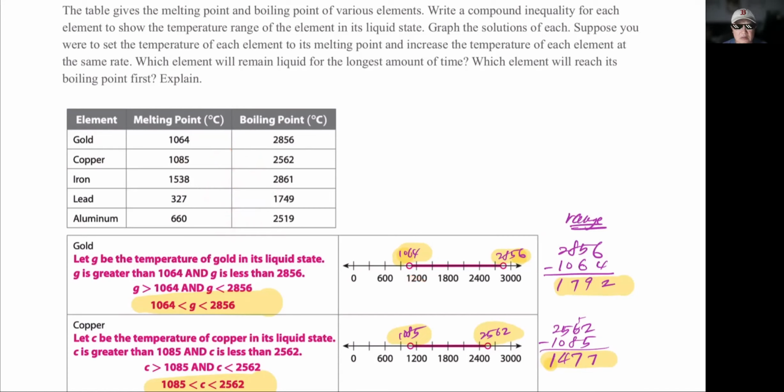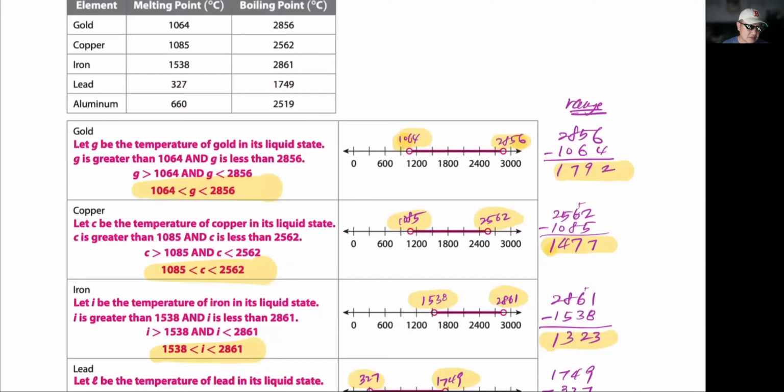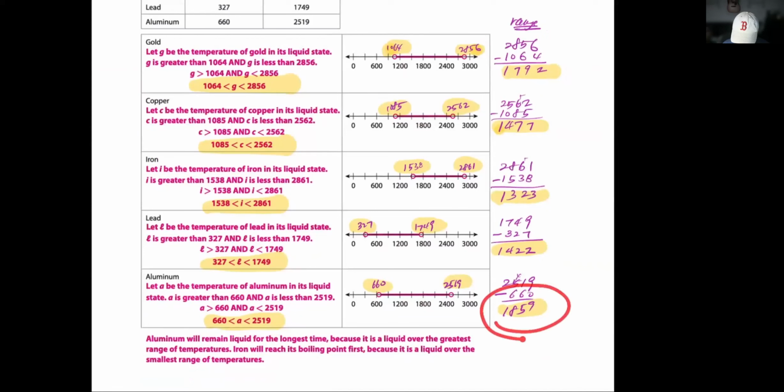Make sure you do not include the endpoints, because those endpoints are transition points, so you don't want to include them. And here the range was 1792. When you subtract the high and the low, that is the boiling temperature minus the melting point temperature. And what you will notice is that this is the largest length. It spans the greatest amount of temperature to be in the liquid state.